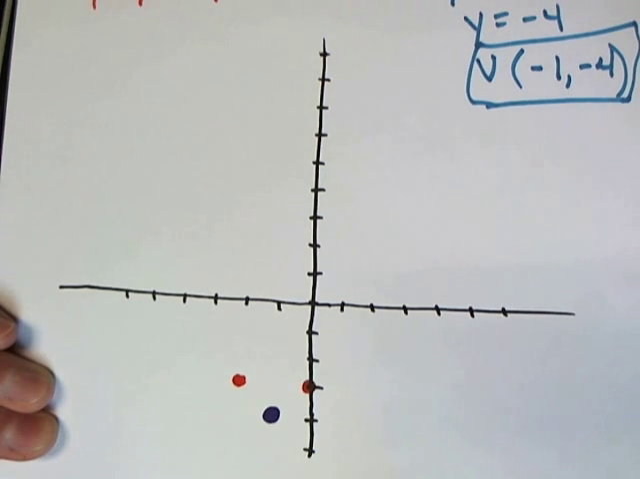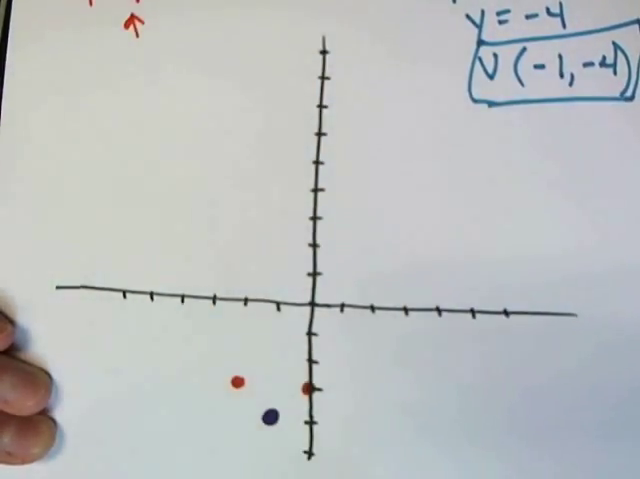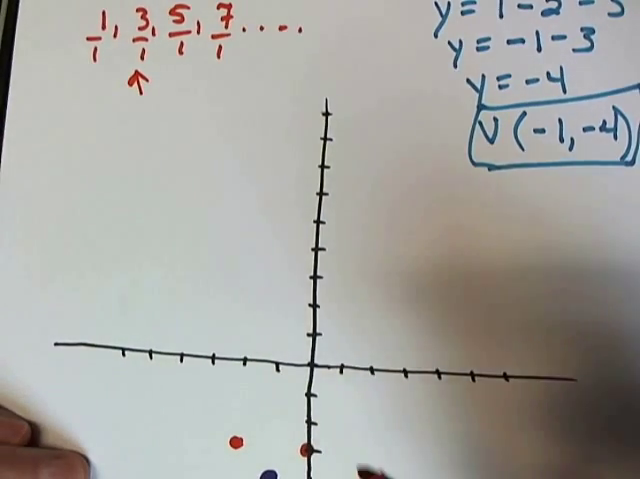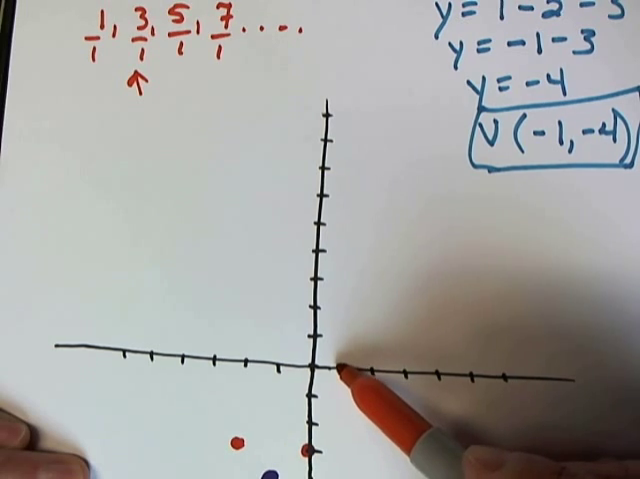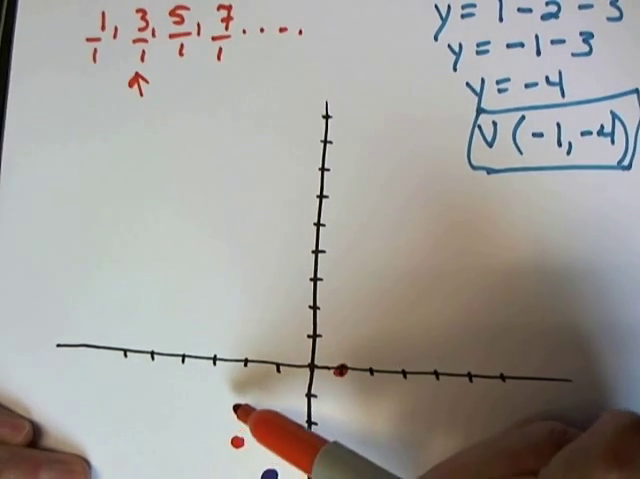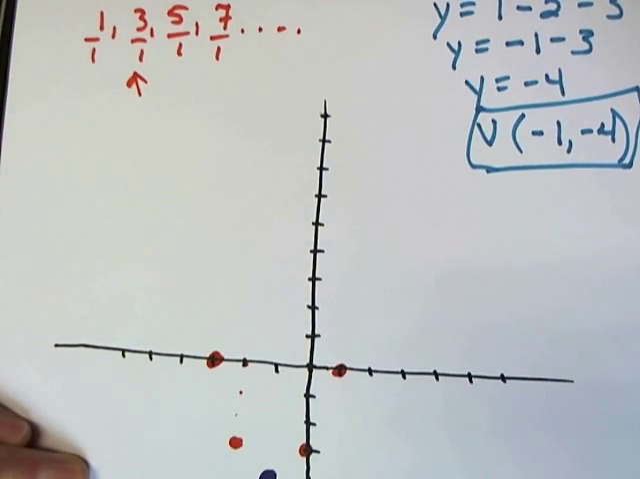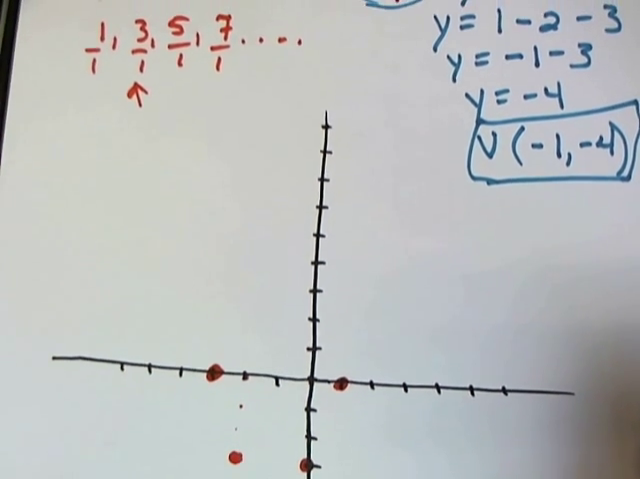Now from that new point, I'm going to do my next slope, which was a 3. So from this point, I'm going to go up 1, 2, 3, and over 1. Same thing from this other point. I'm going to go up 1, 2, 3, and back 1. Yes, it definitely helps to make the cute little sounds as you're graphing.